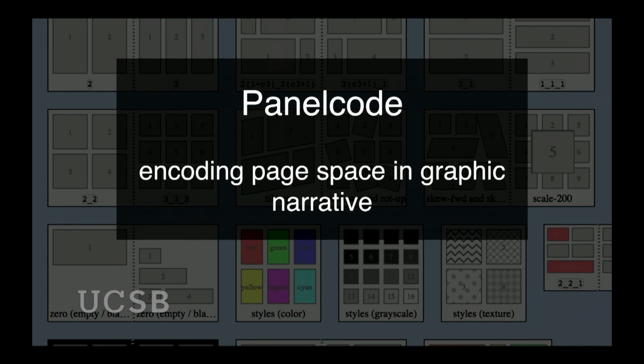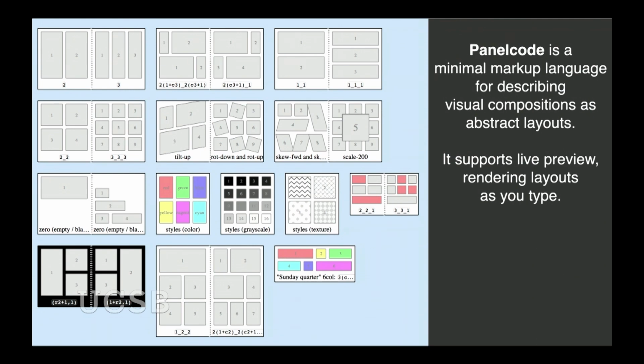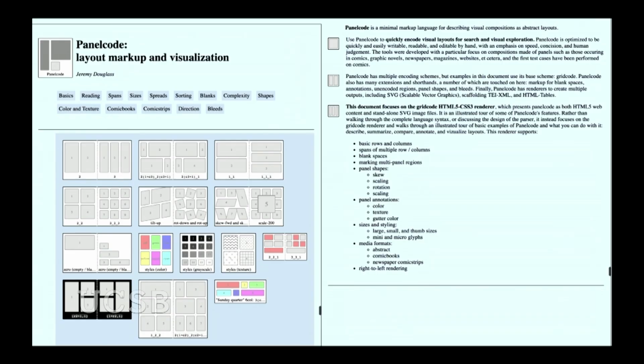The first is looking at the micro level, at the individual units of narrative media. And we're going to be talking about panel code for encoding the page space of a graphic narrative. It's a minimal markup language that I developed for describing visual compositions as abstract layouts. And there's tooling involved. You can code it where it renders live on a web page. You can edit it while you type. You can add annotations, so on and so forth.